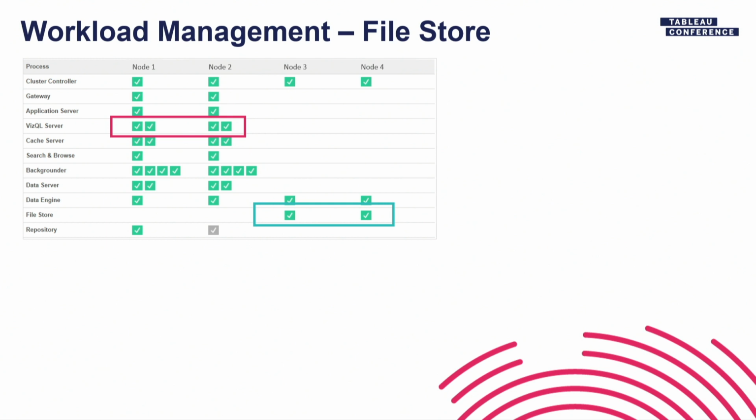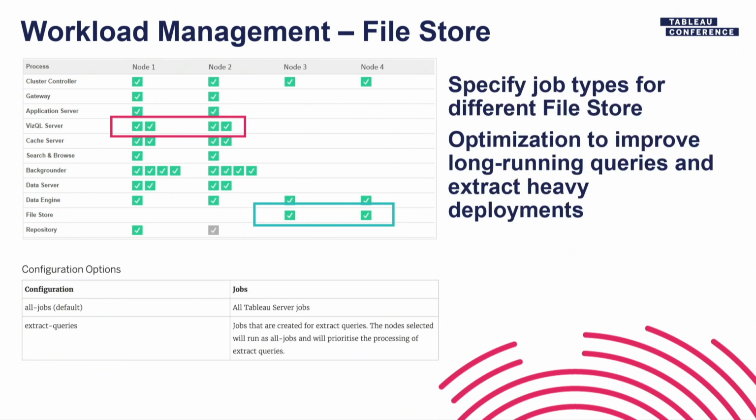And now, if you're able to do that, you can specify job types for the file store. So if you have an extract query heavy deployment, this is a performance optimization that you can turn on, which again maximizes the resources available to you with your own file store.